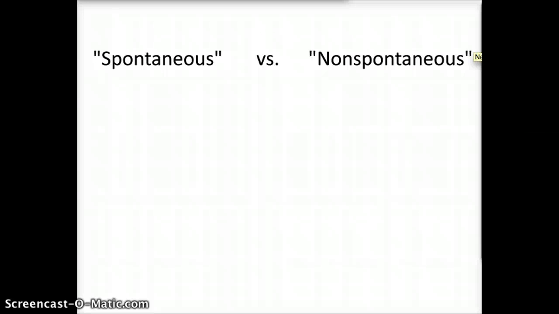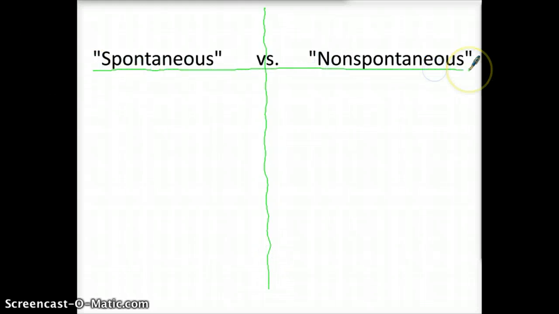So we need to know, what is the difference between a reaction that is spontaneous versus a reaction that is non-spontaneous? Okay? So this word, spontaneous, what does that actually mean? Well, if you think about it just in an English sense, if someone is spontaneous, they just kind of do stuff spur of the moment. They just kind of happen. They just, hey, you want to go to the movie right now?